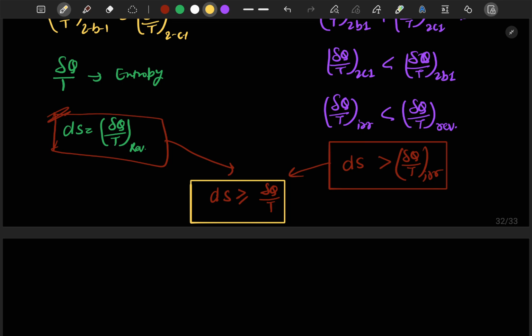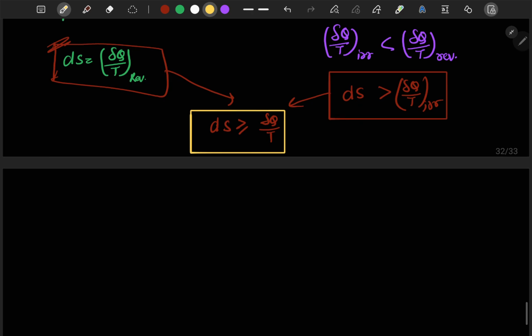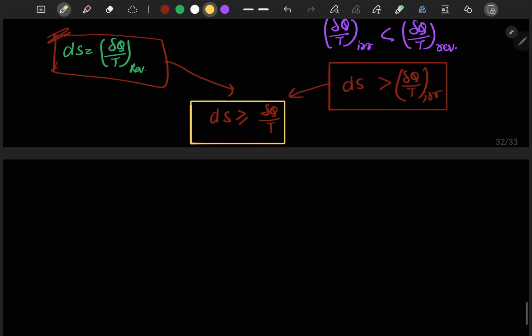For the irreversible process we can further proceed. Let's say dS is equal to... since the dS value is greater, something must be added to the side of del q by T such that the values become equal. So this value is entropy generation plus del q by T.